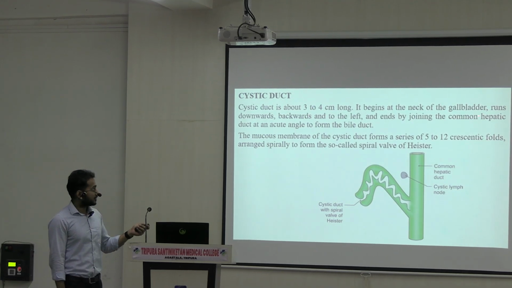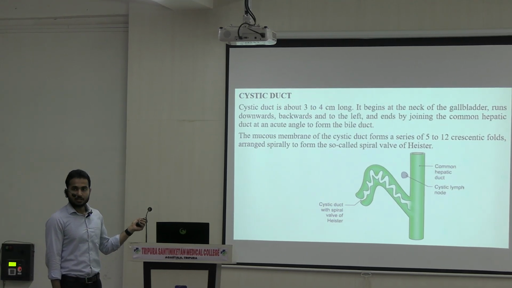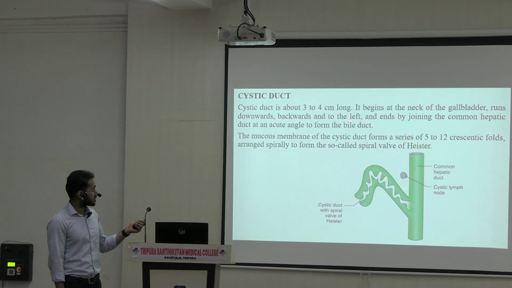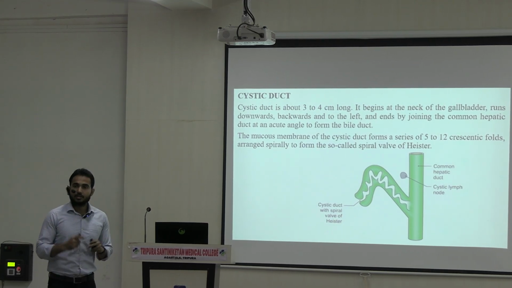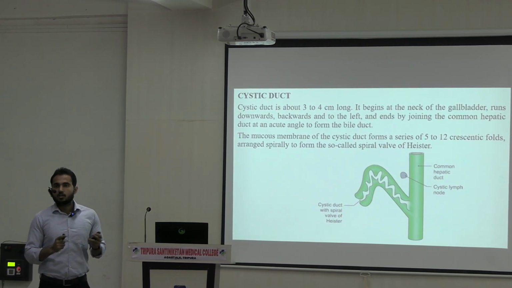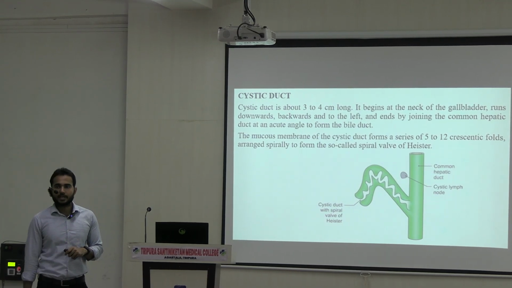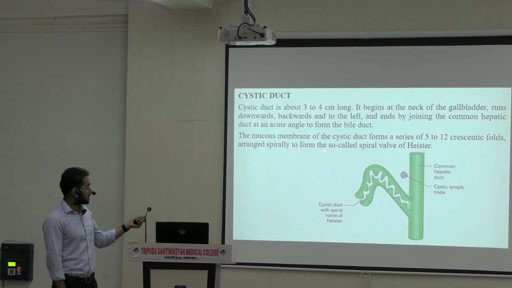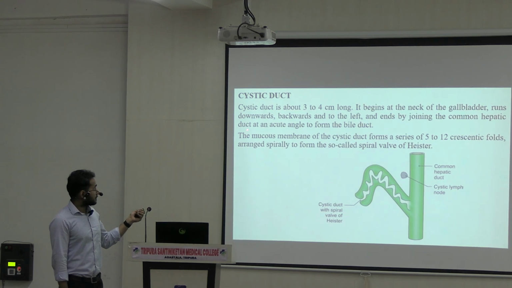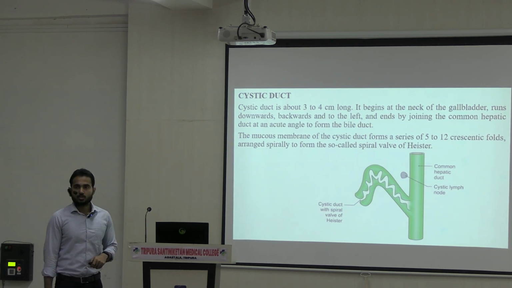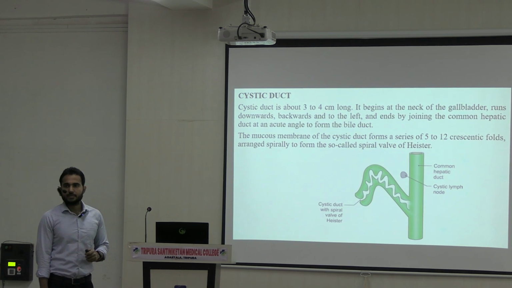It begins at the neck of the gallbladder and then it will run backwards, downwards to the left, and then it will end by joining the common hepatic duct at an acute angle to form the common bile duct, or also called as CBD.